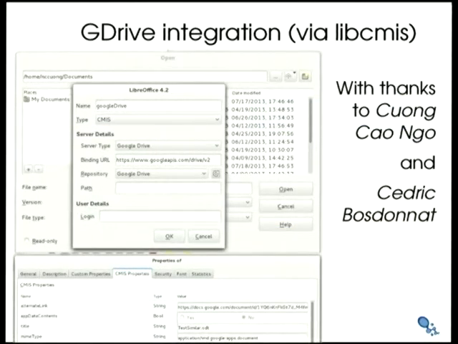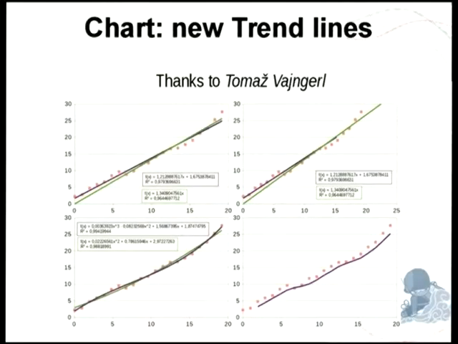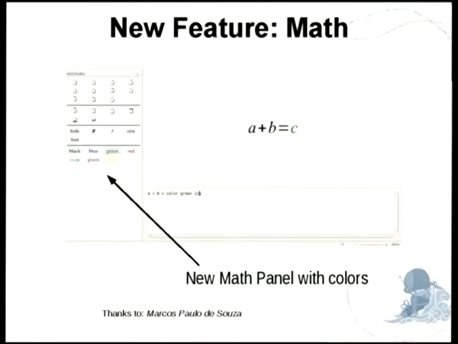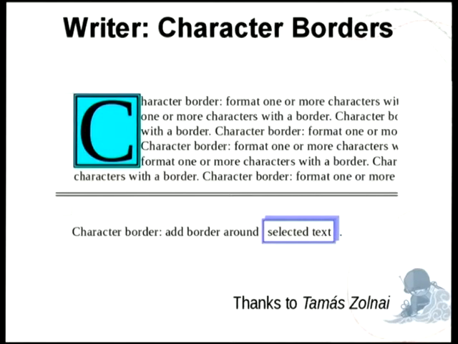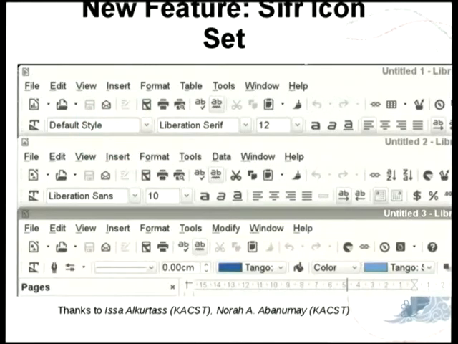We also have a Google Drive integration, which is pretty cool, so you can load and save your documents there. Much improved charting, various new kinds of trend lines in charting. The math panel on the side actually now previews your math formulae in a much more rich and beautiful way. The Writer default template is much improved, so by default you get better documents. A character board is another important interoperability thing for your illuminated texts, very important.